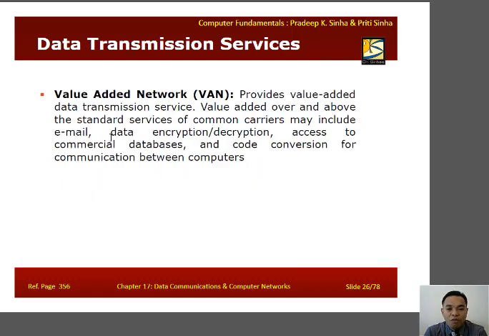And we also have value-added network. It provides value-added data transmission service over and above the standard service of common carriers, which may include email, data encryption, decryption, access to commercial databases, and code conversion for communication between computers.